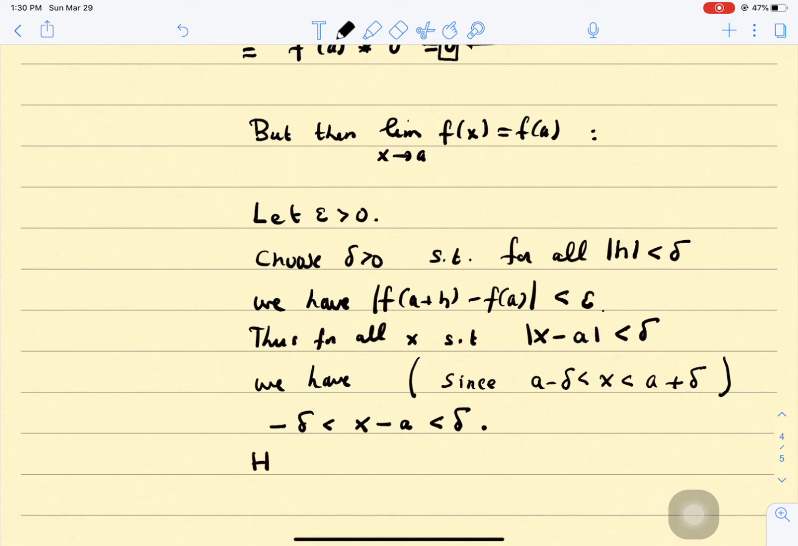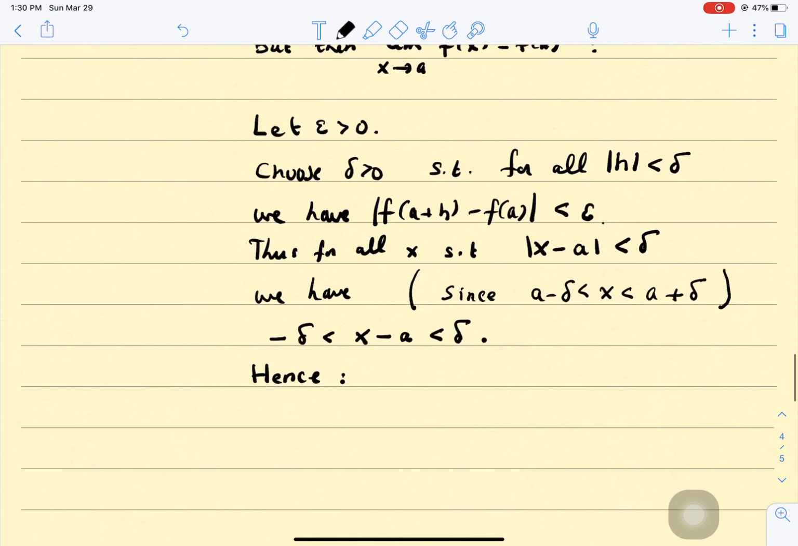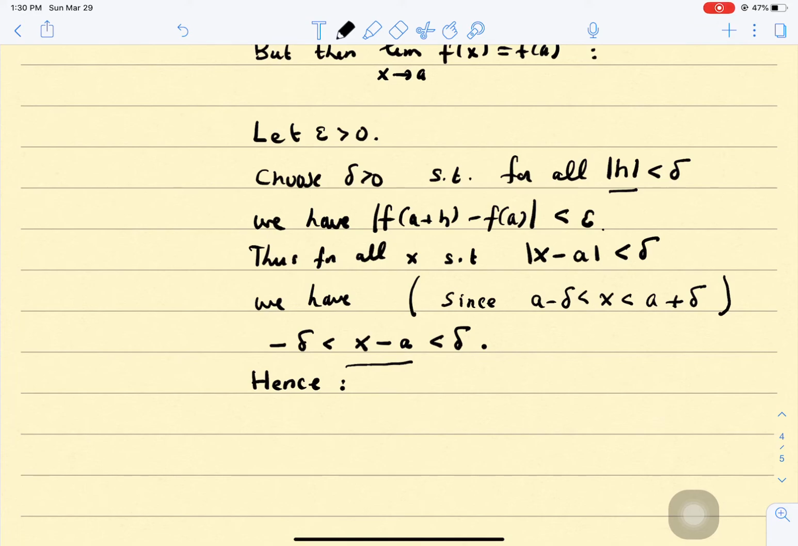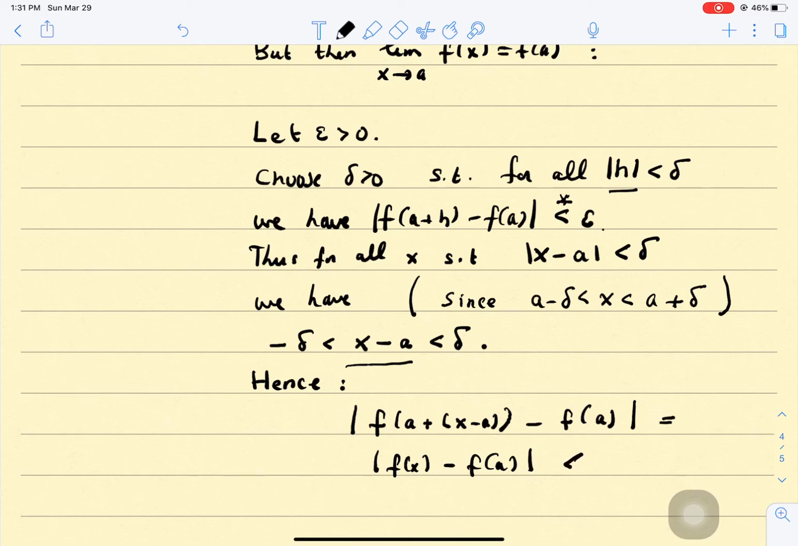So then we get what? Well, my x minus a apparently is one of those h's. So I get that f at a plus such an h, as x minus a, minus f at a, in absolute value, is the same as f at x minus f at a in absolute value. And remember, we already know that that has to be less than epsilon, so that is less than epsilon.